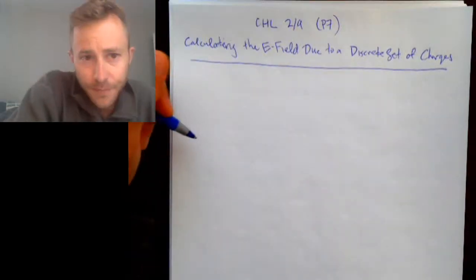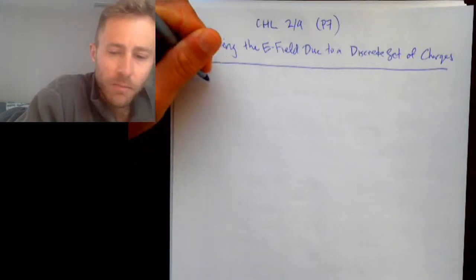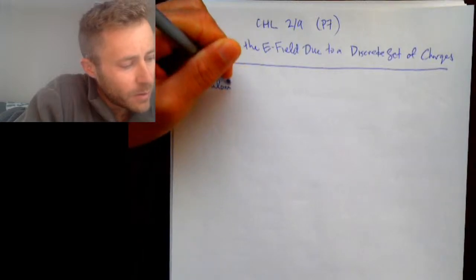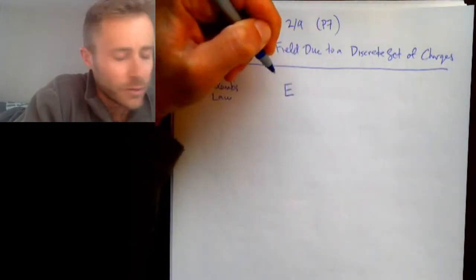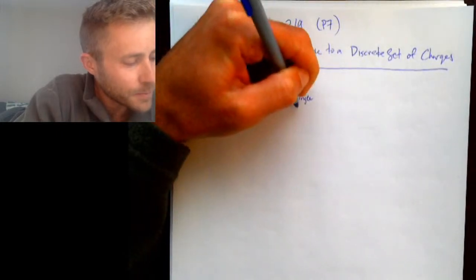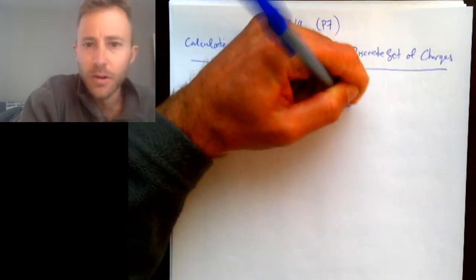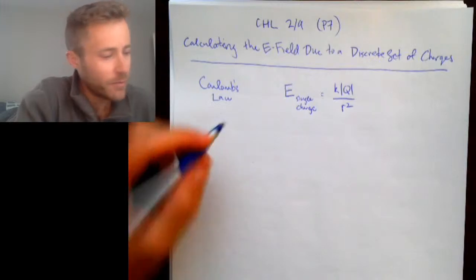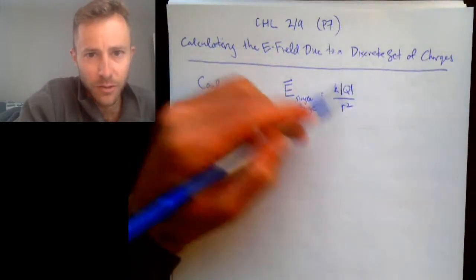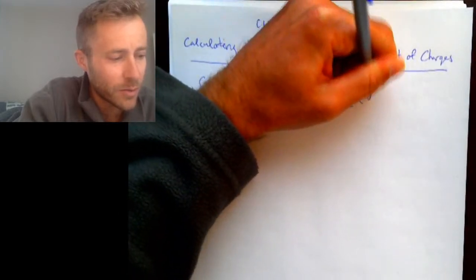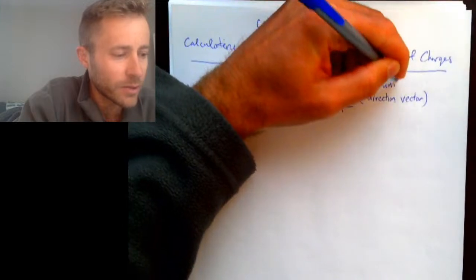So there's two equations that we'll use, and you already learned the first one. It is Coulomb's law. What I said Coulomb's law was, is that the electric field due to a single charge is going to be K times the absolute value of Q over R squared. But if we want to know the vector electric field, this is just a scalar, right? So we have to multiply this by some direction vector, and it's a unit direction vector.